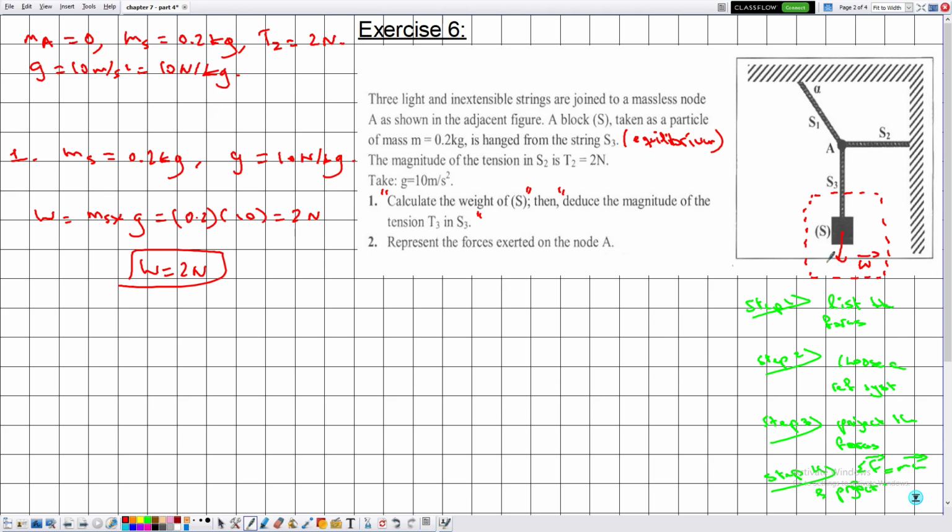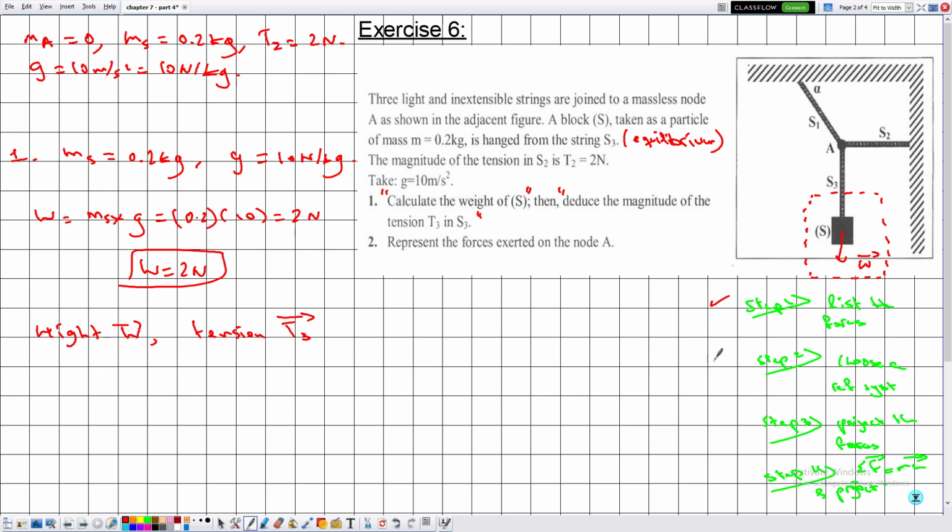Now we need to follow these steps. Let's list the forces that are acting on S. We have the weight W, and we have the tension T3 along the string S3. So we are done with step number 1.